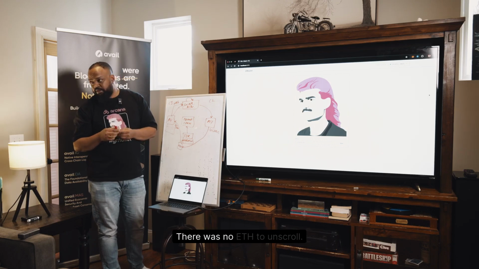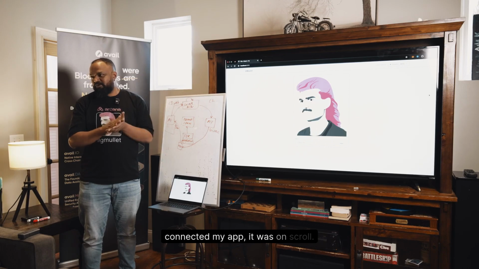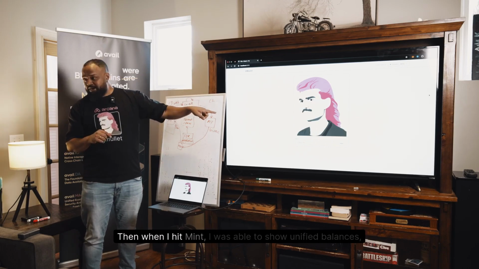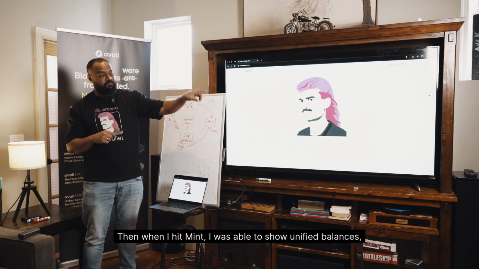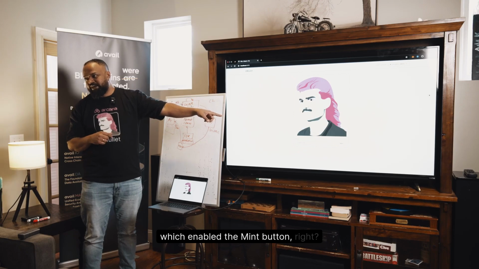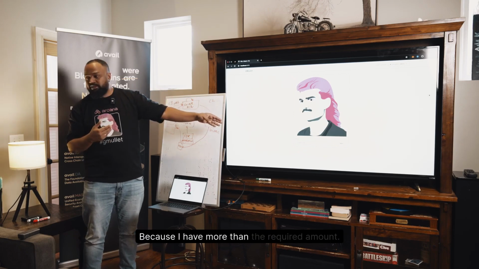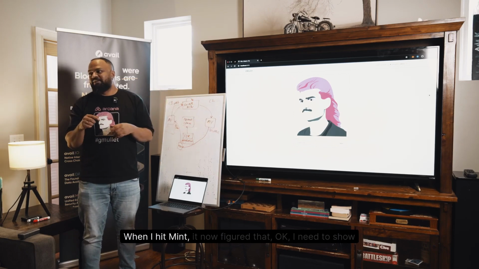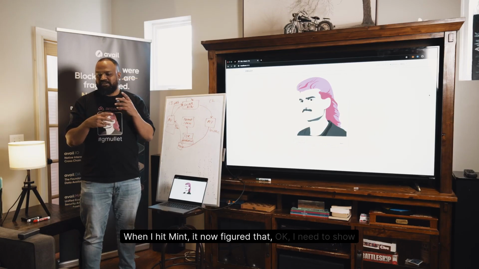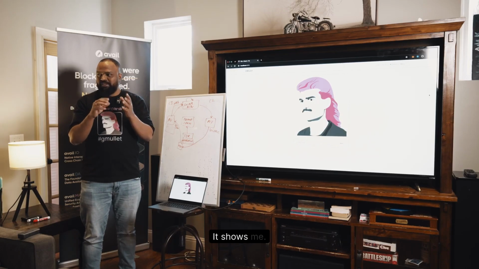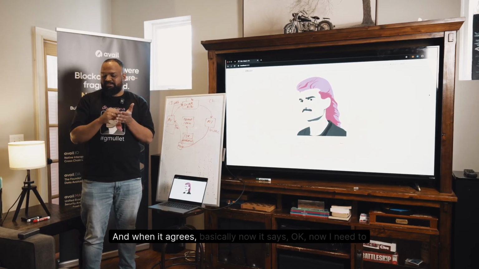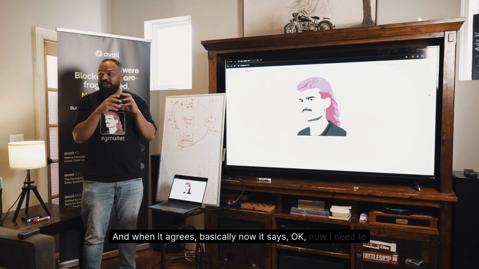I saw that right now, your network was connected to my app, it was on Scroll. Then when I hit mint, I was able to show unified balances, which enabled the mint button, because I have more than the required amount. When I hit mint, it figured that, okay, I need to show this user the intent. It shows me, I agree. And when it agrees, it says, okay, now I need to collect from Base.